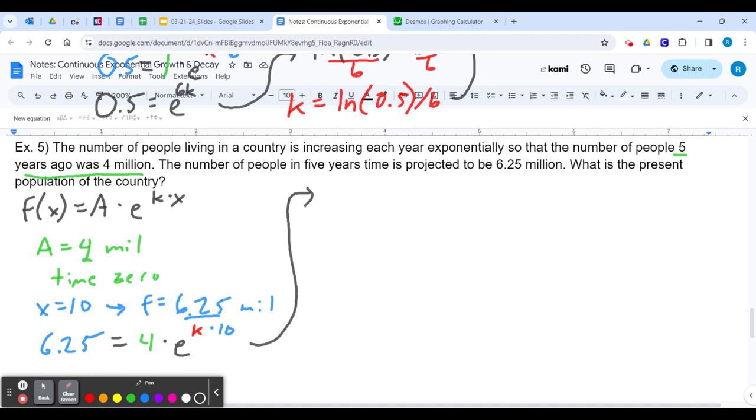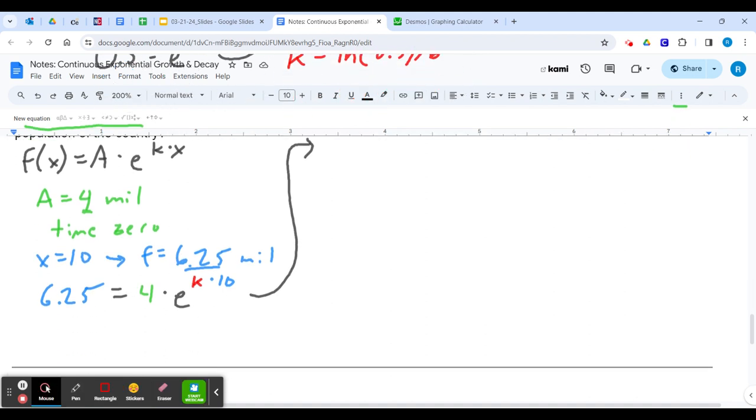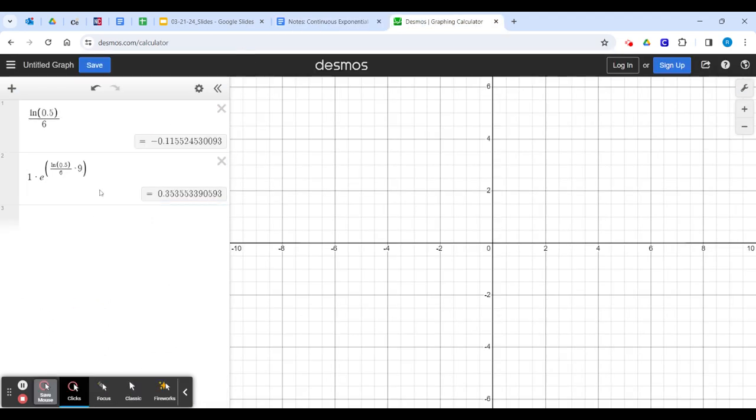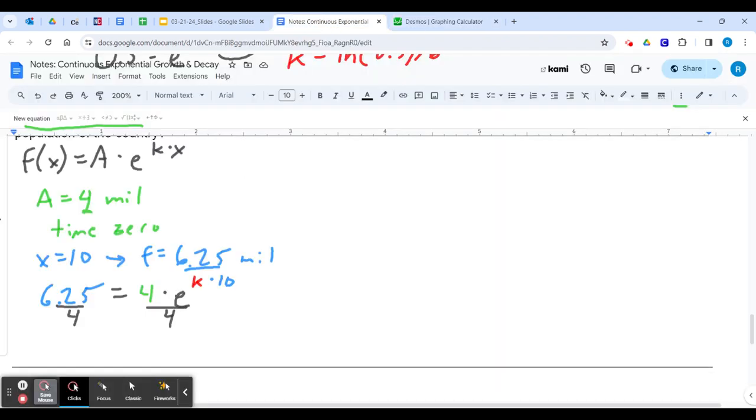I'm going to slide this up. Let's make that divide note here first. We're going to divide by 4 on both sides to start getting this alone. And actually, I have the space. Let me erase this arrow so we can keep all those together. We got 6.25 divided by 4. Let's check out what that is. 6.25 divided by 4, it's 1.5625. That's small enough, and it rounds out clean, so I'm going to write it in. So 1.5625 equals that e to the 10k.